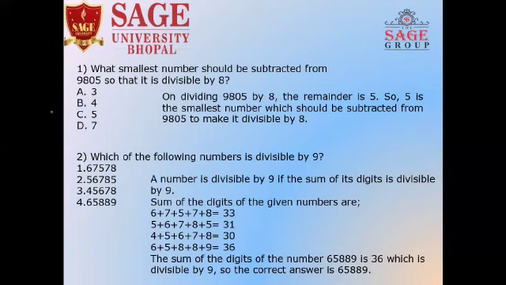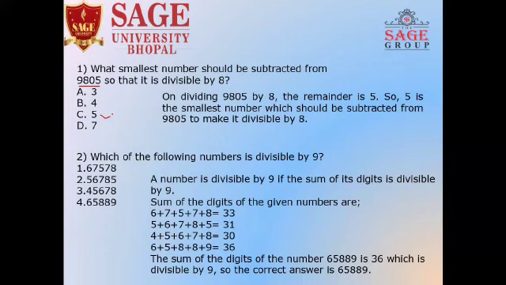The last three digits of this numeral are 805. 805 divided by 8, the remainder is 5. If we deduct 5 from the above mentioned numeral, then the entire number is divisible by 8. So the right answer is 5.